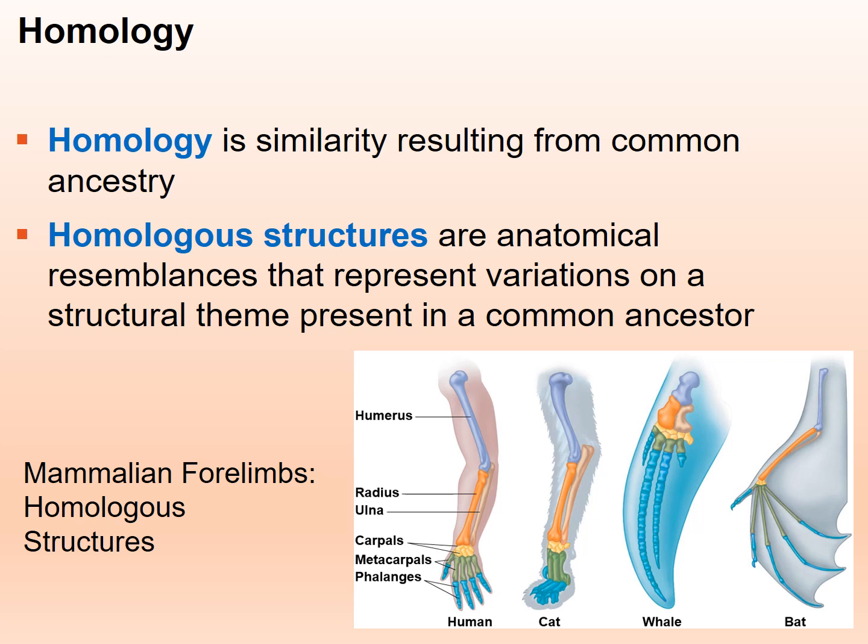For instance, humans and cats use their limbs to walk or run, right? Whales and bats are going to use their limbs to either swim or fly. But they all have the similar bones, and it's the bones, not the function of that particular limb. We're going to talk about the function of the limbs later, right? But it's the bones that are homologous. So they're similar based on common descent.